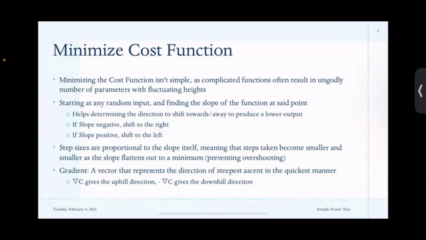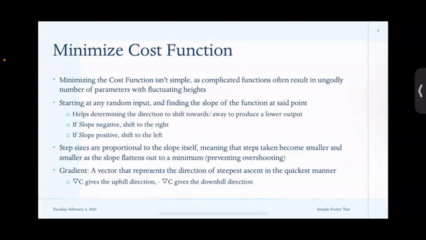So essentially what we do is we start at any random input and find the slope for that specific function, because it helps determine the direction to shift towards a faster way to produce a lower output. So say if the slope that we were given is negative, we shift to the right. Whereas if the slope is positive, we shift to the left. Now, step sizes are proportional to the slope itself, meaning that steps taken become smaller and smaller as the slope flattens out to a minimum, which prevents overshooting.